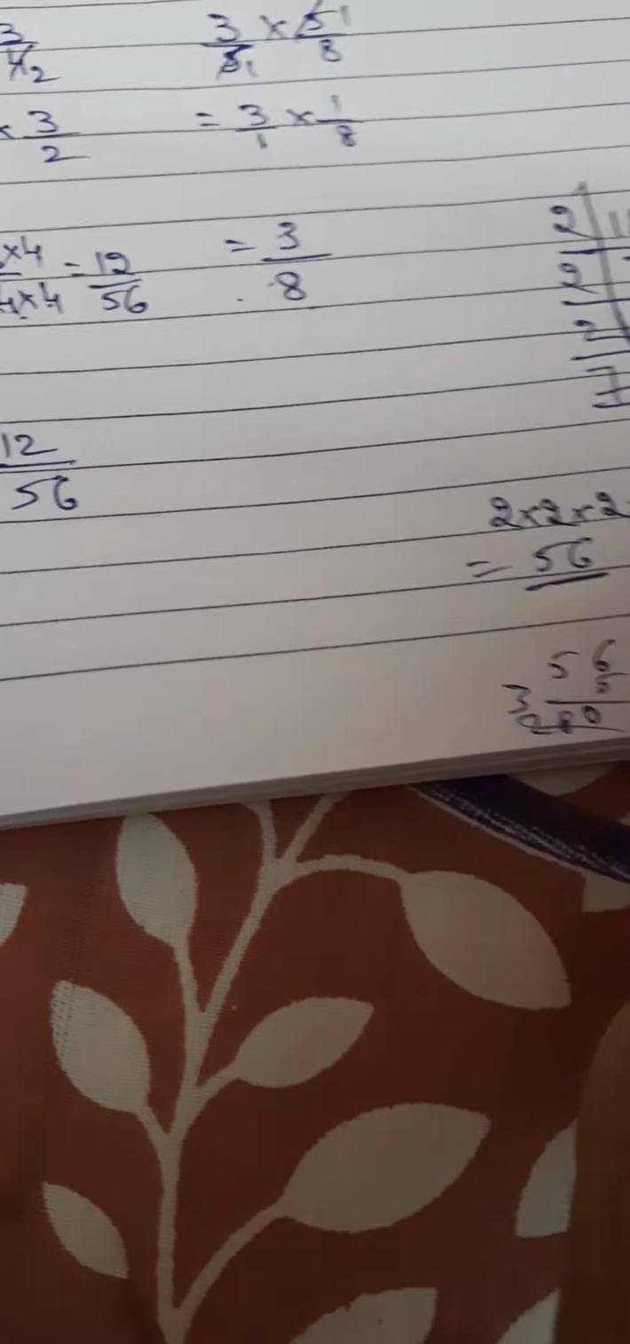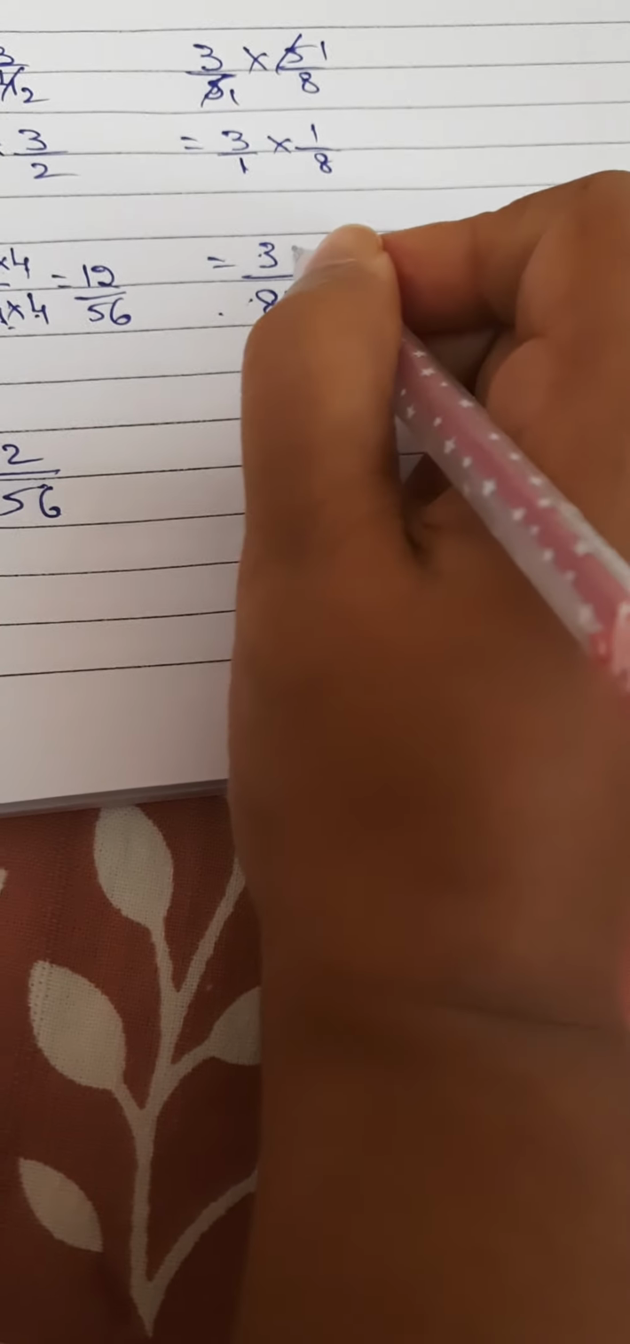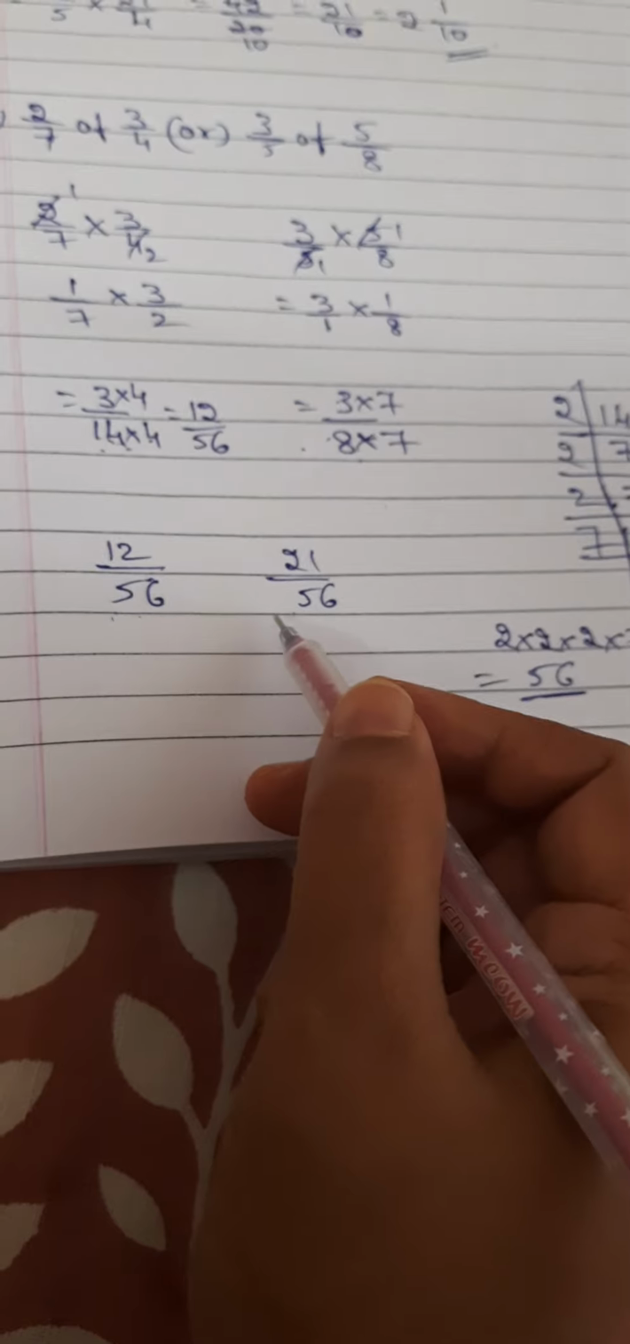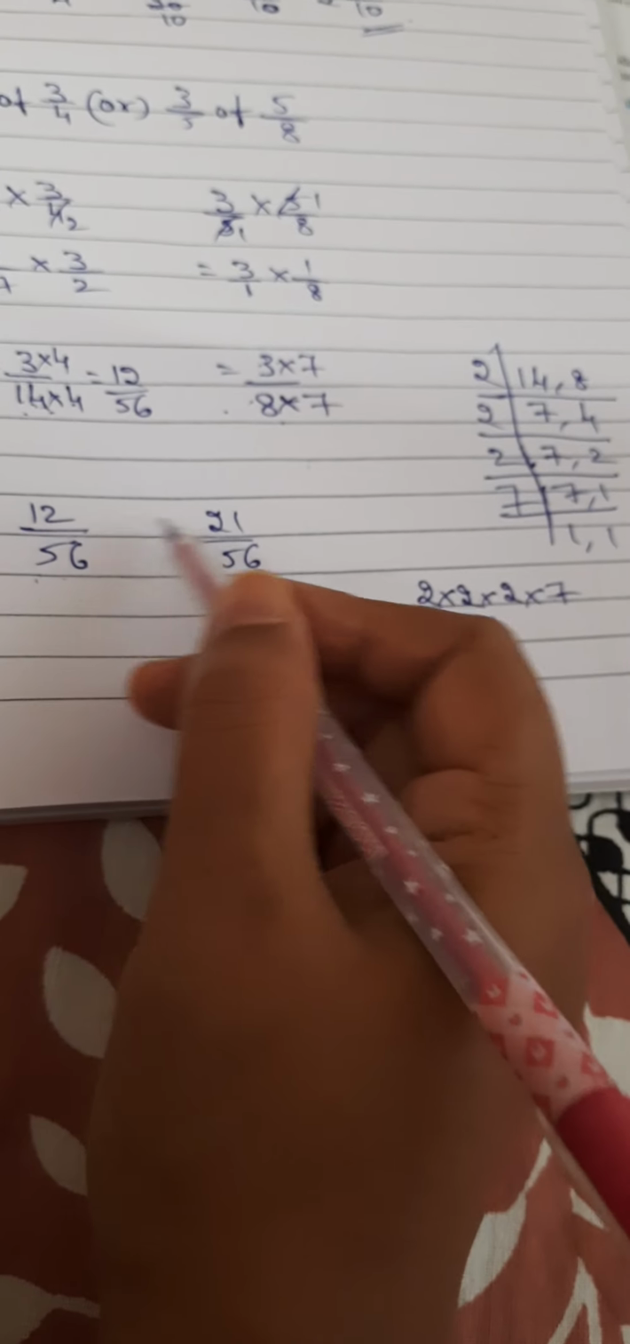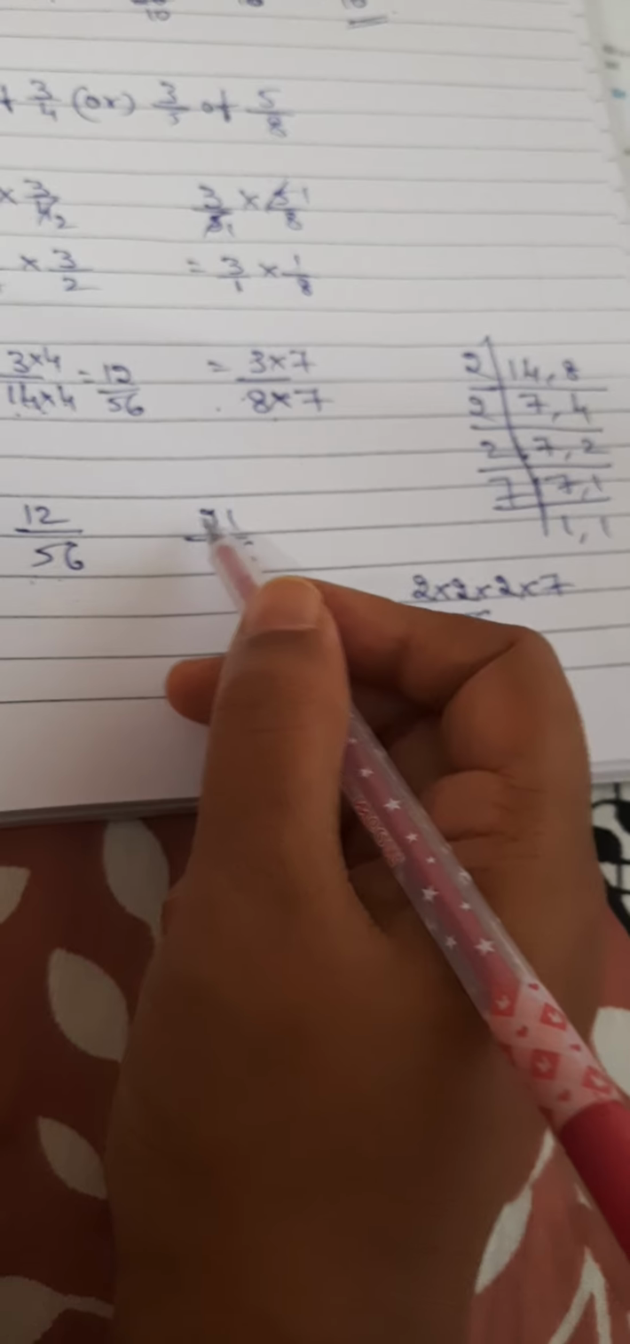56 and 12. Now here if you want to get 56, 8 into how much? 7 8s are 56. So 3 into 7 we have to multiply. So 3 into 7, how much? 21. 8 into 7, 56. So now both denominators are equal. What is the denominator here? 56. So now which is greatest? 12 is greater or 21 is greater? 21 is greater.